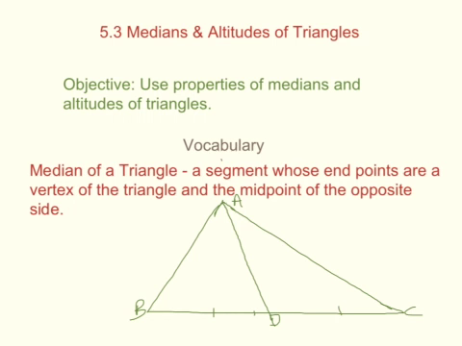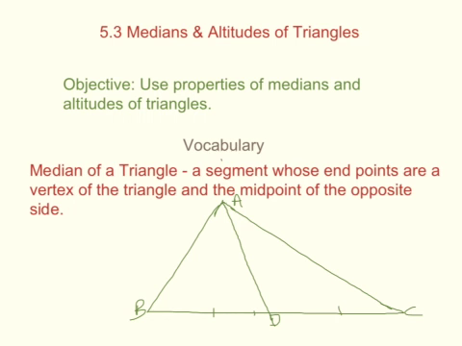Our first vocabulary word is a median of a triangle. And the median of a triangle is just a segment whose endpoints are the vertex of the triangle and the midpoint of the opposite side. Now let's take a look at an example of that.